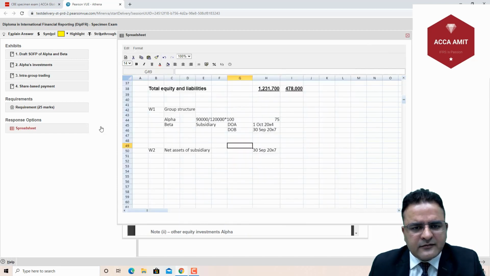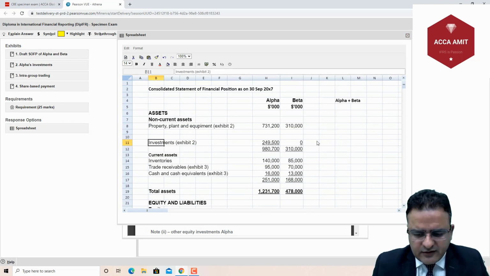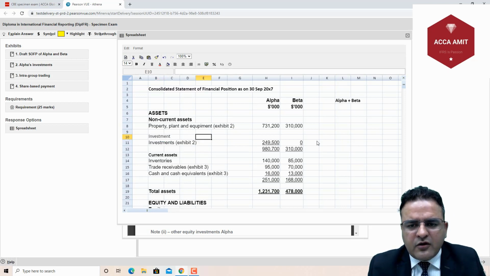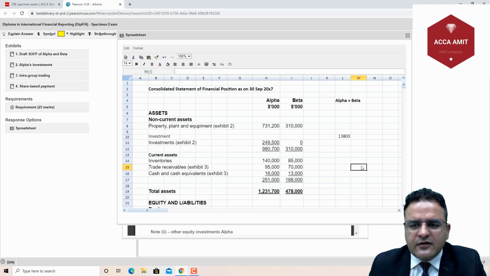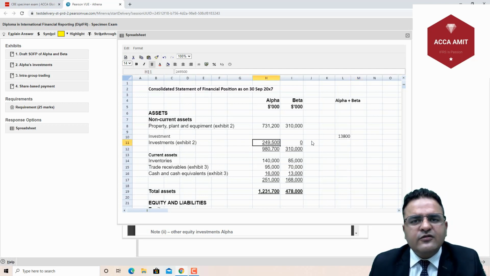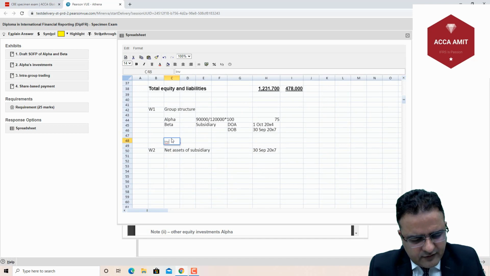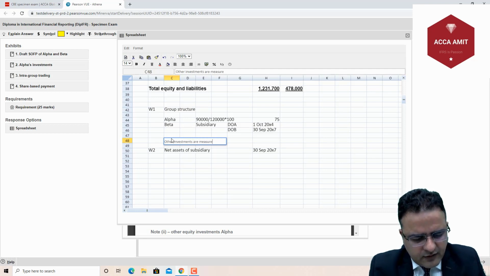So if I have to make this change, we can easily make this change here, that in consolidated financial statements, this investment amount will be replaced with the new investment amount of 13,800. Investments are valued at 13,000. Out of this 2,49,500, 13,000 will be 13,800 since they are measured at fair value. So we can mention here that other investments are measured at fair value through P&L.